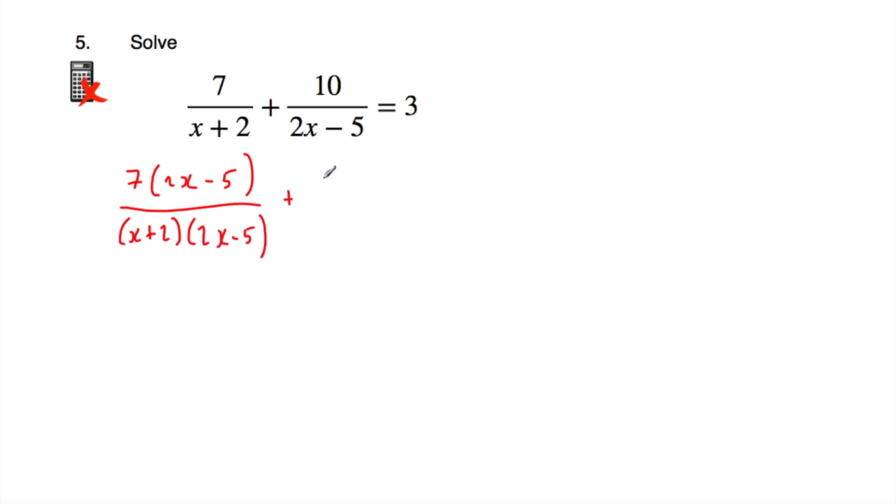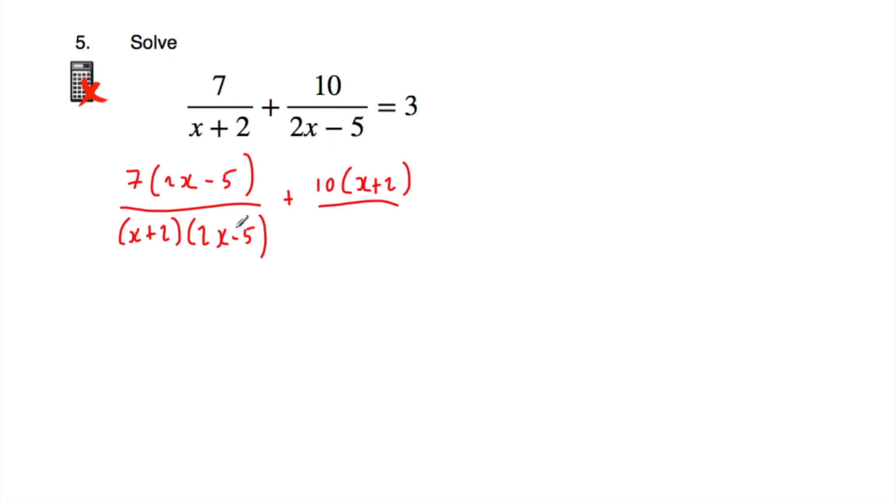And then we've got our plus sign, and now we're going to multiply both the numerator and denominator of this fraction by x plus 2. So we're going to have 10, and then in brackets, x plus 2, close brackets. And then on the denominator, we could write 2x minus 5, and then in brackets, x plus 2.